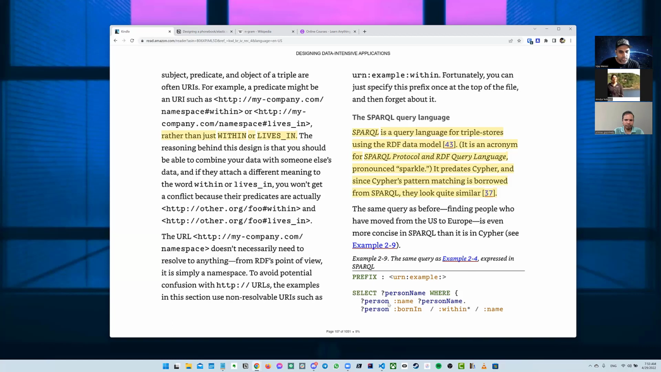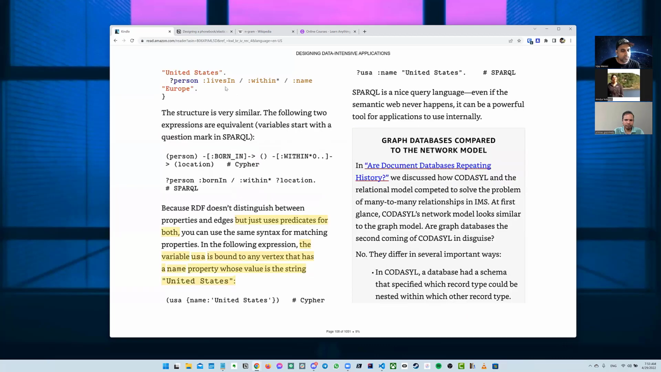So here's the prefix, and then here's the query: select person name, where person, name. These are the triples, I guess: person's name is person name, person born in, within name, United States, lives in, within Europe. So basically the structure is pretty similar. RDF doesn't distinguish between properties and edges, but uses predicates for both. And here you can see there's another query. This is a Cypher query, and here's a SPARQL query.